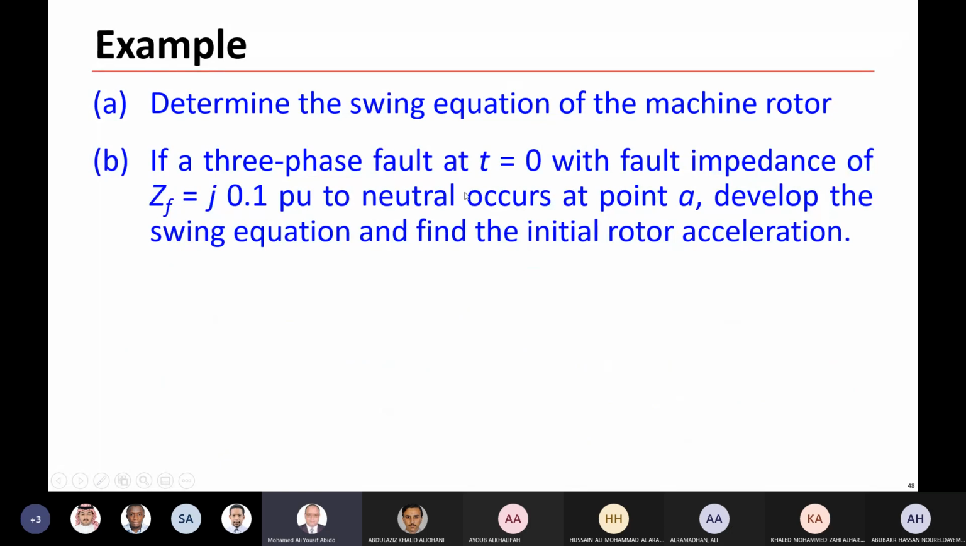Now, if a three-phase fault occurs with a fault impedance of j0.1 per unit to the neutral, at point A, at the bus, develop the swing equation in that case and find the initial rotor acceleration. Okay, great.